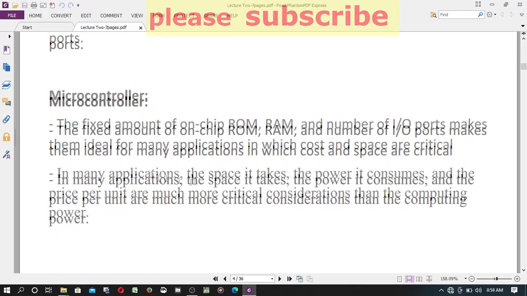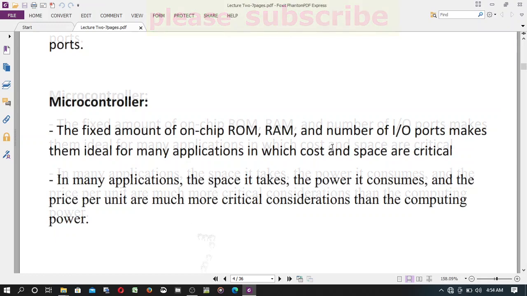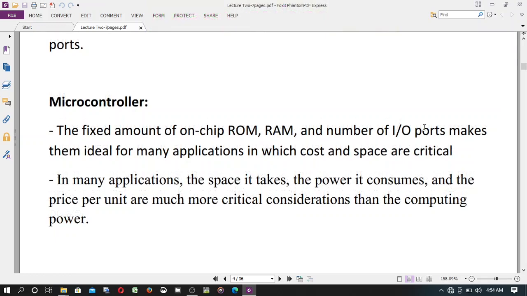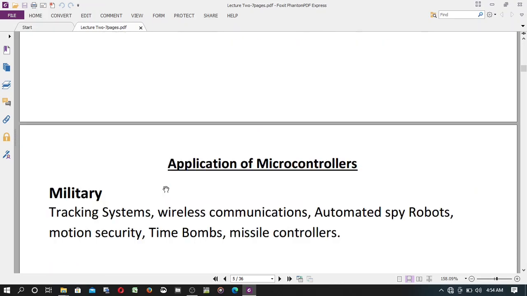Number of input and output ports. Let's take a look at how a microcontroller looks like, which makes them ideal for many applications. Okay, so applications of microcontrollers.